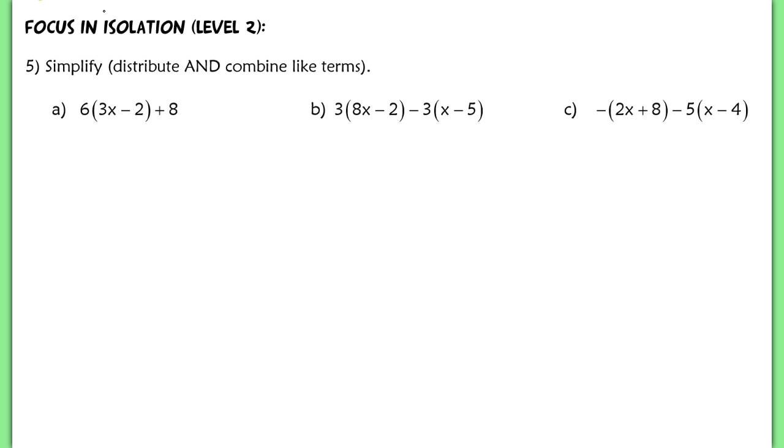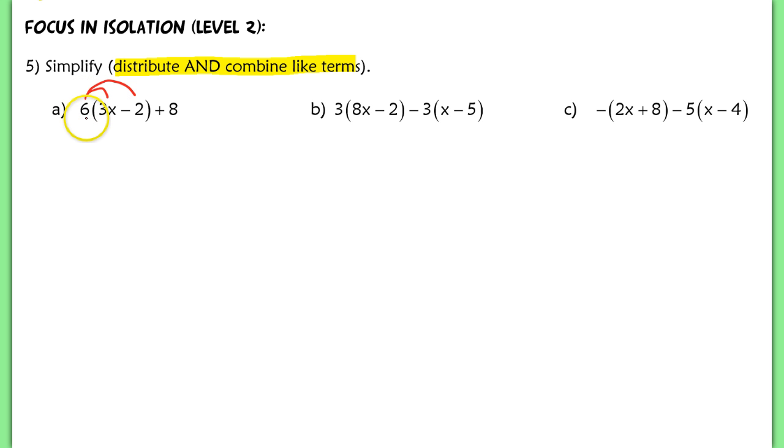Alright, our next skill is actually going to combine two skills in one. So we're actually going to distribute and simplify by combining like terms in the same problem. So that's why we earlier distributed and then we combined like terms, so that now we can practice doing both at the same time. So in this first example, I have 6 times 3x and 6 times negative 2.